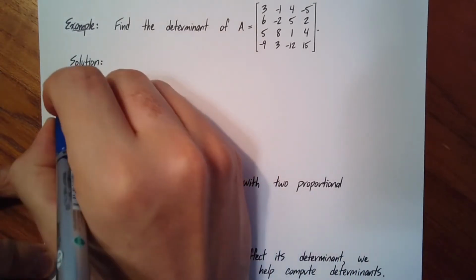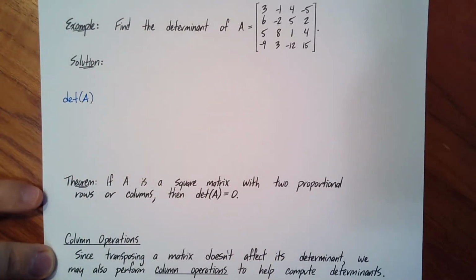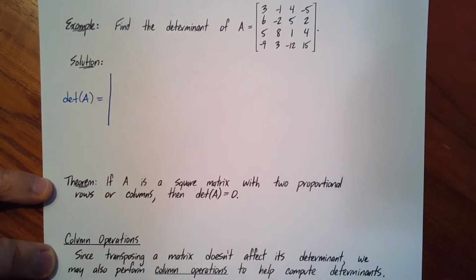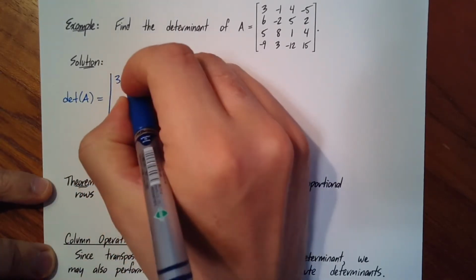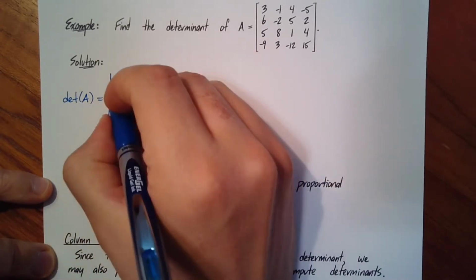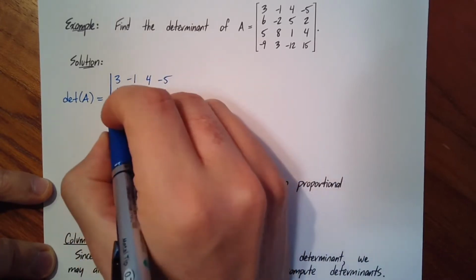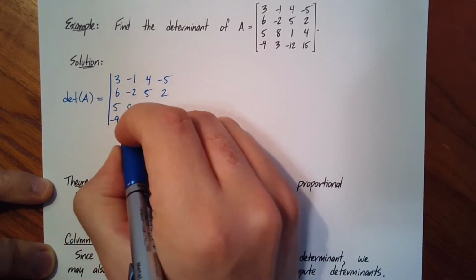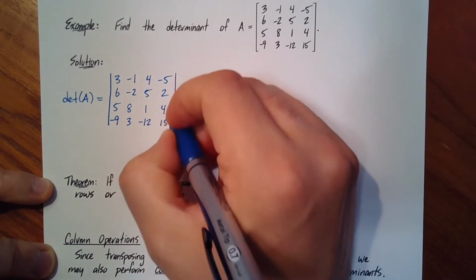Well, I'll start in the usual way. I'll write determinant of A, because that's what we're going to compute. And that is, I'll just write it in vertical line notation. And so what's that going to look like? So I'll just write out the entries. 3, -1, 4, -5, 6, -2, 5, 2, and then 5, 8, 1, 4, -9, 3, -12, 15.